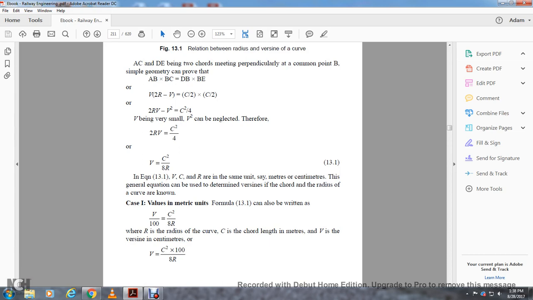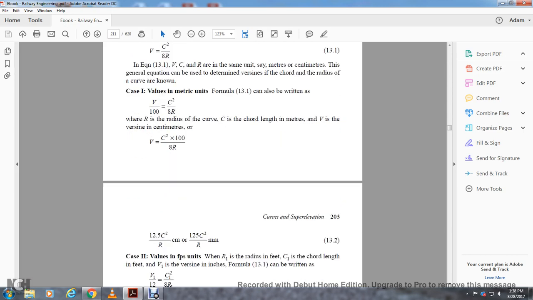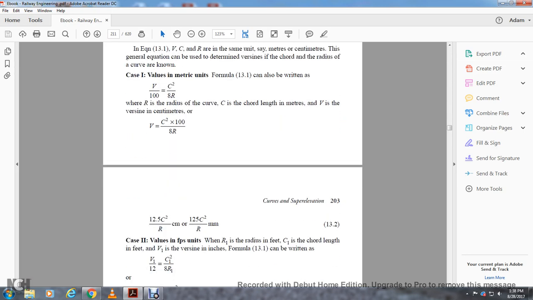Here R is the radius of the curve, C is the length of the chord in meters, and V is the versine in centimeters. The versine in centimeters is equal to the chord length in meters squared times 100 divided by 8 times the radius, or 12.5 times the chord length squared divided by the radius of the curve. Or, in millimeters, 125 times the chord length squared divided by the radius.